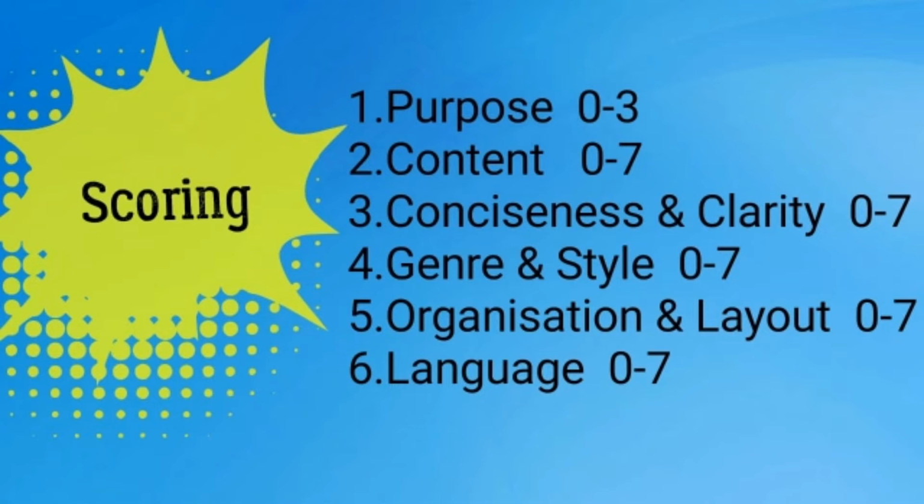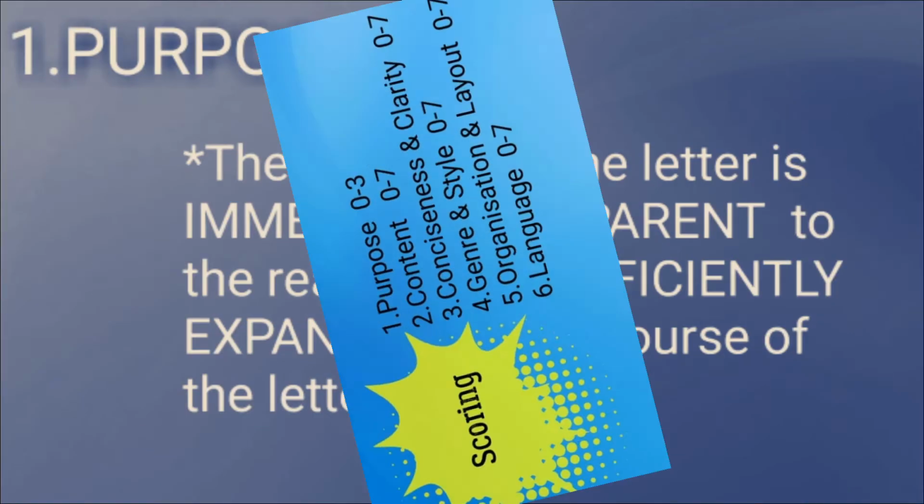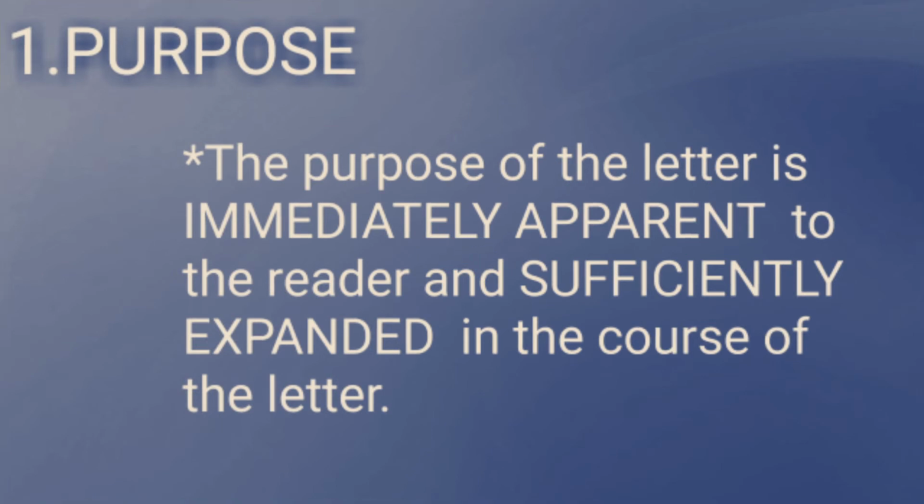Now we will see them one by one. The first one is purpose. It is divided into 2 parts. The first part is that it should be immediately apparent to the reader. That means the reason for writing this letter should be immediately clear to the recipient. So it is better to keep this part of purpose in the introductory paragraph itself.